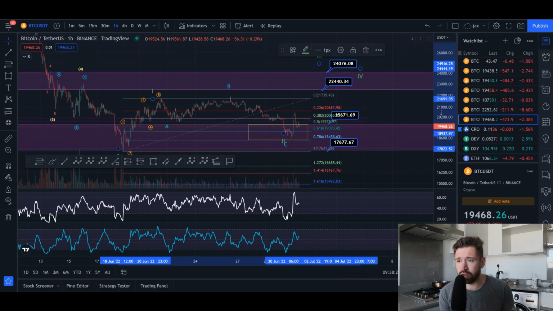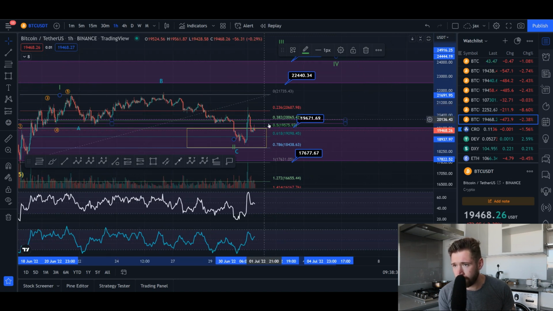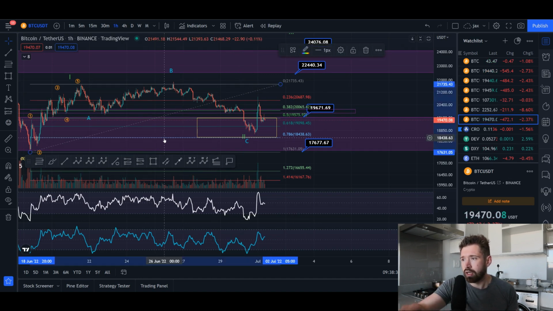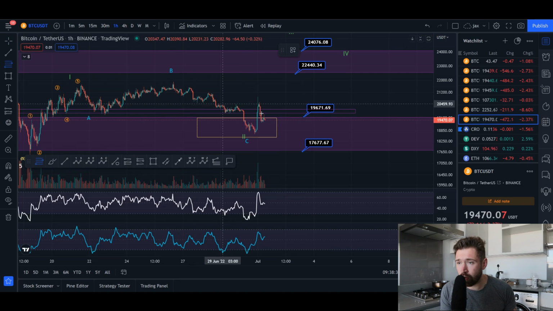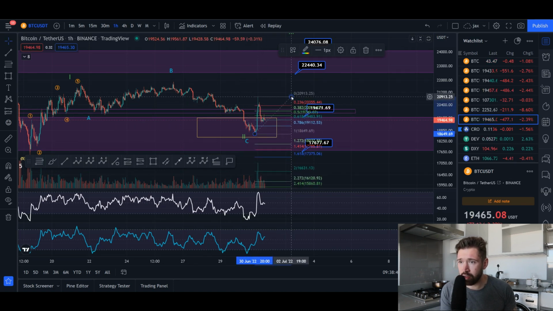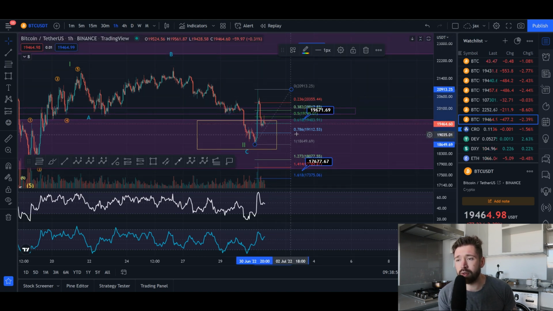So if this is your impulsive wave 1, and this is your corrective wave 2, what you can do is take your fib retracement. I'm just going to take this one out. Take your fib retracement from the bottom of wave 1, just as we did with our larger wave 1, wave 2 pullback. And you can see we've already pulled back to the 0.618. So the maximum pullback is a 0.786.